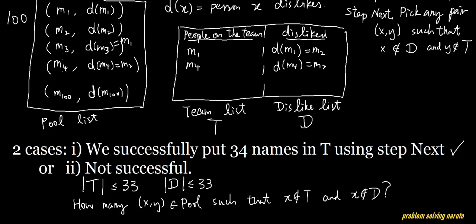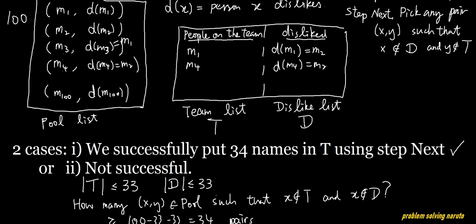Well, at most 33 people here, at most 33 names. Let's use the word name. At most 33 names here. At most 33 names here. Okay, then there are 100 names here. So at least 100 minus 33 minus 33, at least 34 names or pairs still in the pool list.